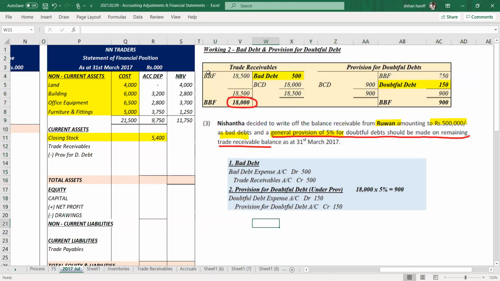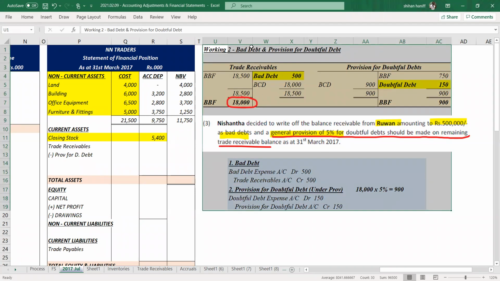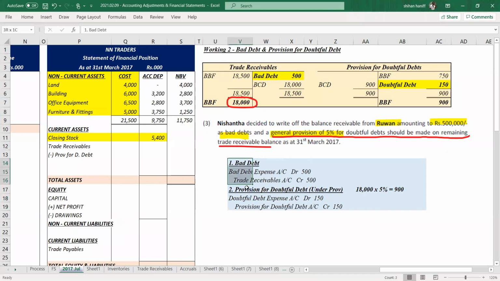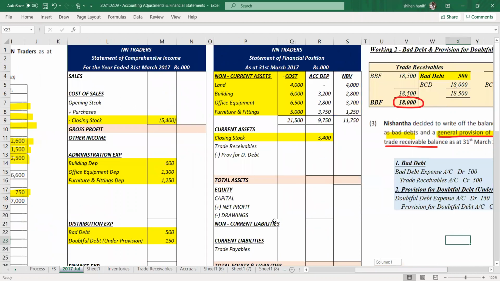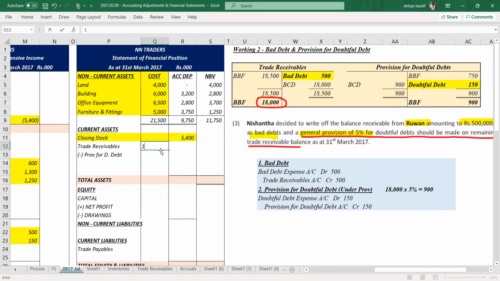Okay. Now this is an overall picture for bad debt and provision for doubtful debt. So you can copy this answer. That is done. And the trade receivables closing balance is 18,000. We have to take the closing balance. Provision is 900. Then the net balance we take to the second column, 17,100.